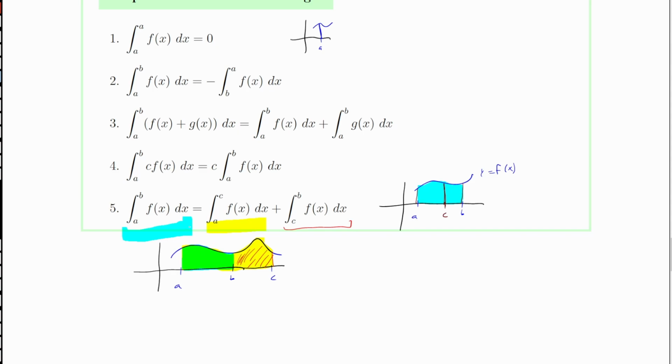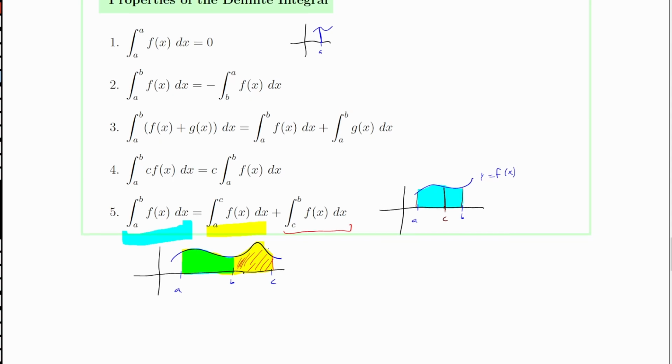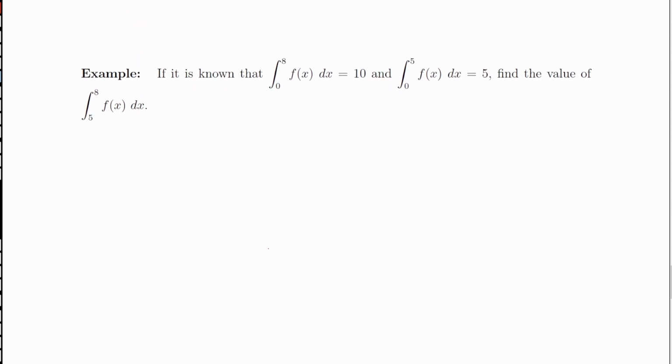So what's really nice about this property, because of this net signed area thing, I don't need c to actually be in between a and b. This property works no matter what. And that's going to turn out to be really useful because there will be some times where we either don't know the limits of integration, or we'll even see in the next section we could have a limit of integration that's a variable. But we'll hold off on that for now. Okay, so let's look at some examples.